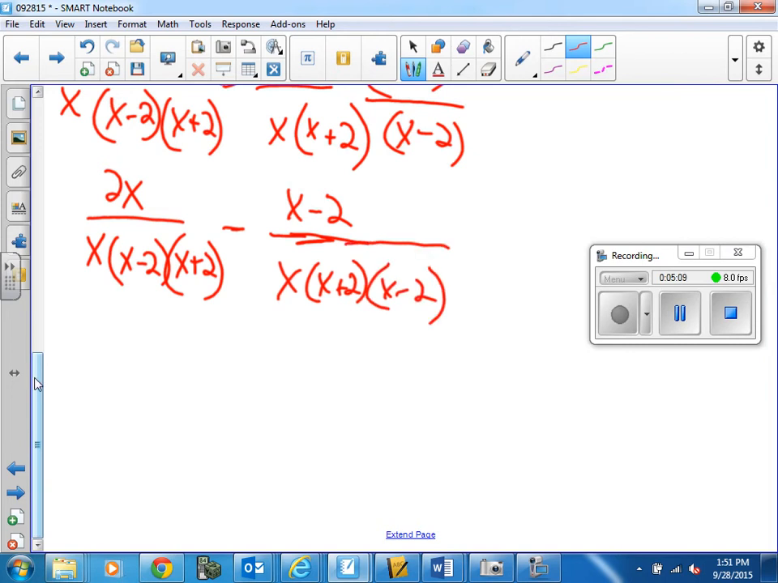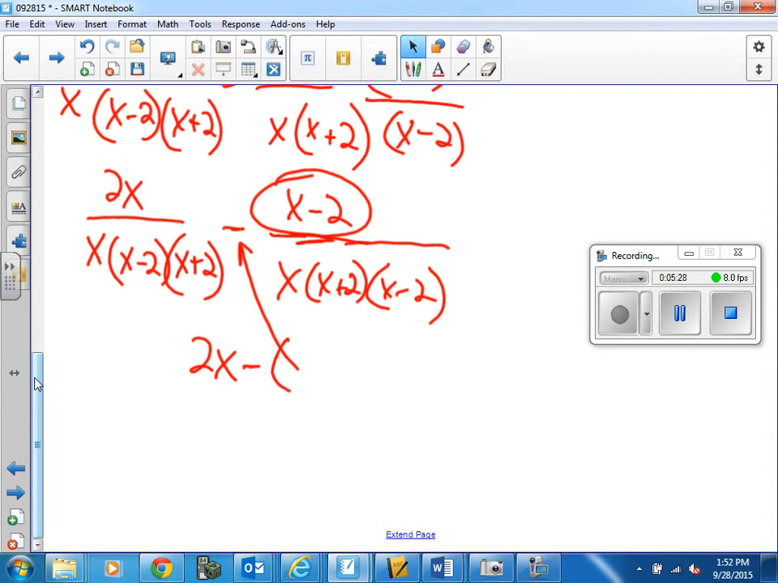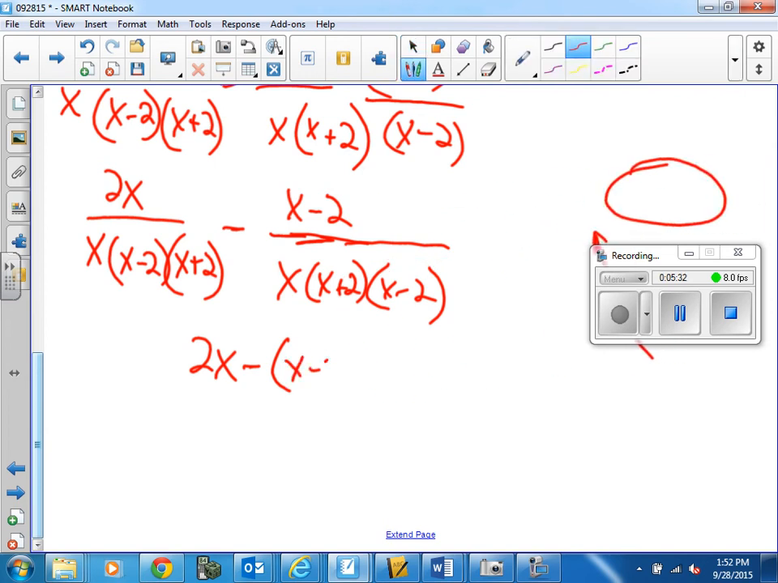Now I'm going to write it on one line. So I'm going to have 2x. Now be careful when you have the minus. When you minus this entire thing, it's going to be minus x minus a negative 2. So I like to write in parentheses just to show that. So I'm going to have 2x minus x minus 2 all over x times x plus 2 times x minus 2.